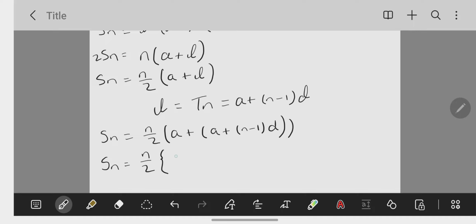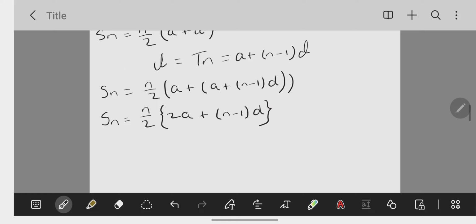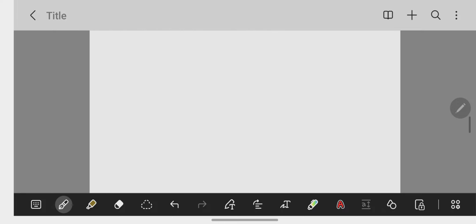So when I remove that bracket, I can just add a and a, giving me 2a. So that's how we can derive this formula. Now we'll proceed to derive the equation that we use for geometric sequences: 1 minus r to the n over 1 minus r. So this is the sum to n terms for a geometric series.